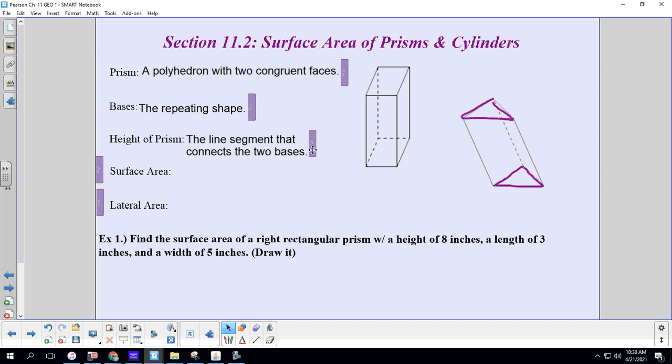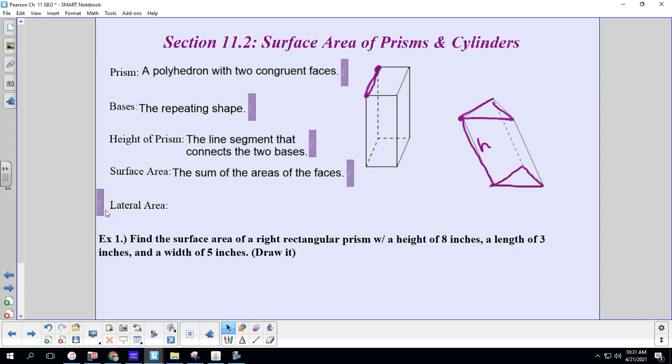Height of your prism is the line segment that connects the two bases. So for this one, it would be from here to here. That's a height. Surface area is the sum of the area of the faces. So it is the area of the front, top, side, back, bottom, and the left. So you find the area of each one and add them all together, and that is your surface area.